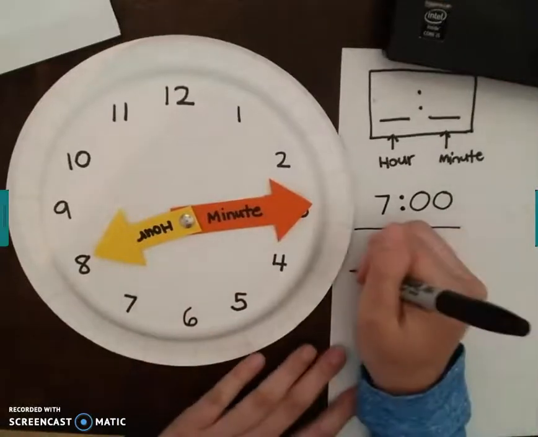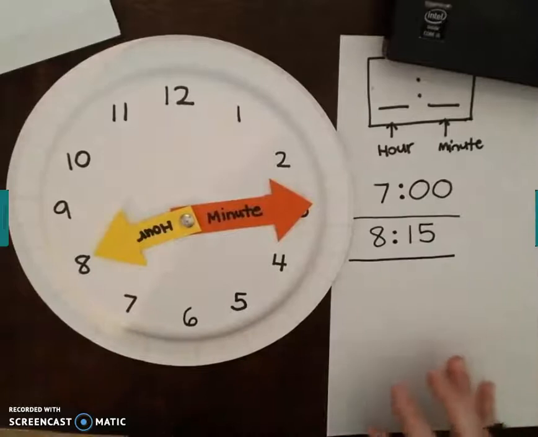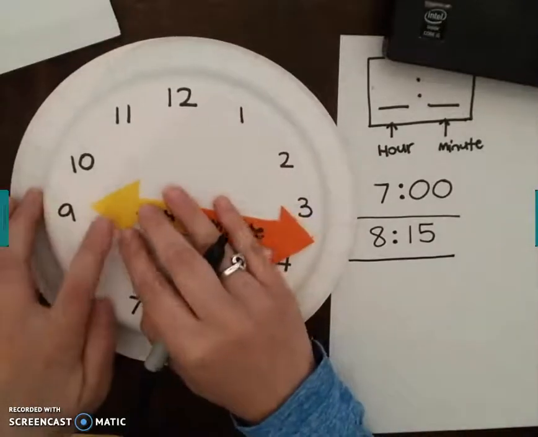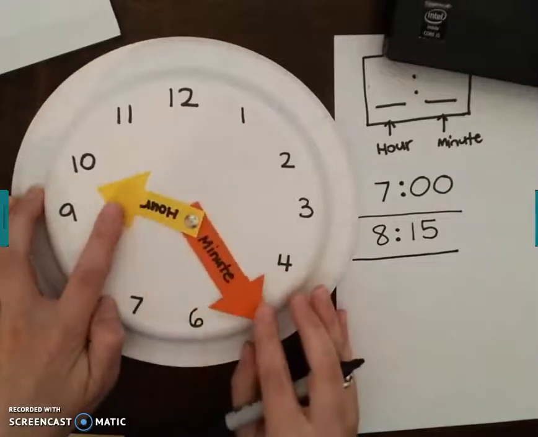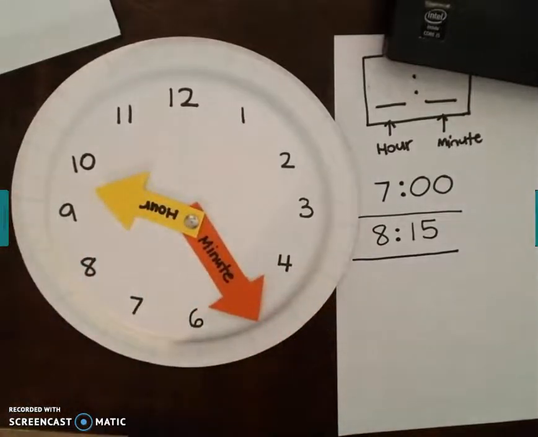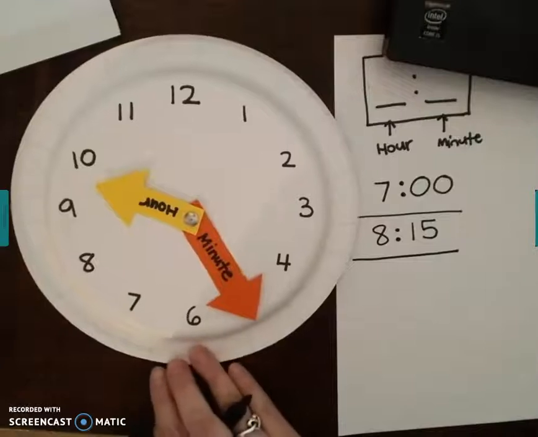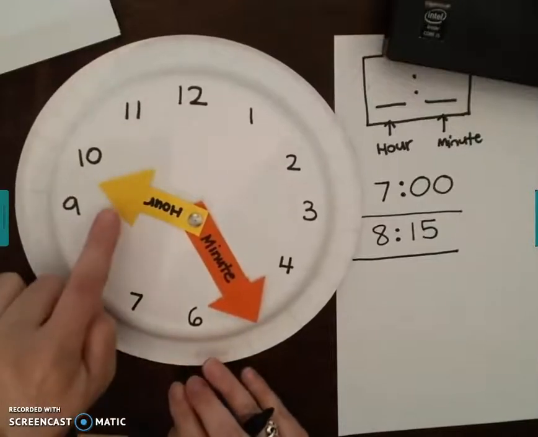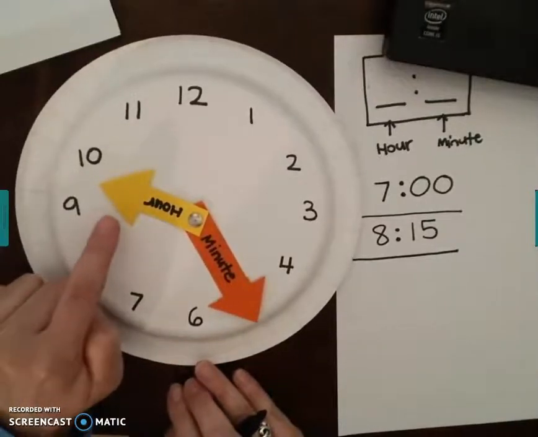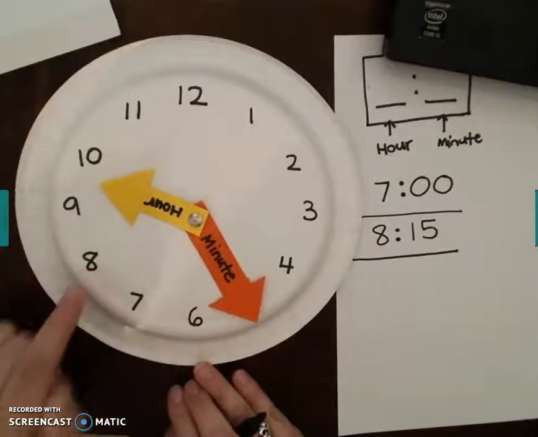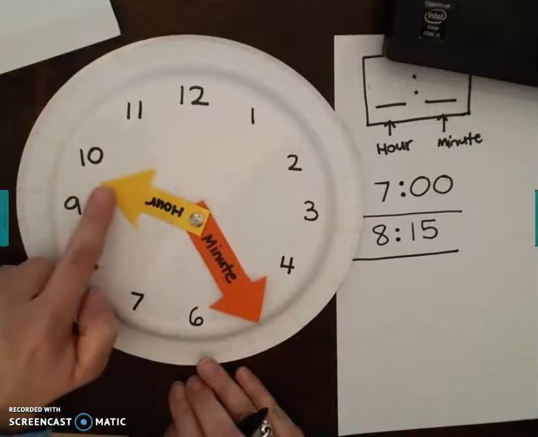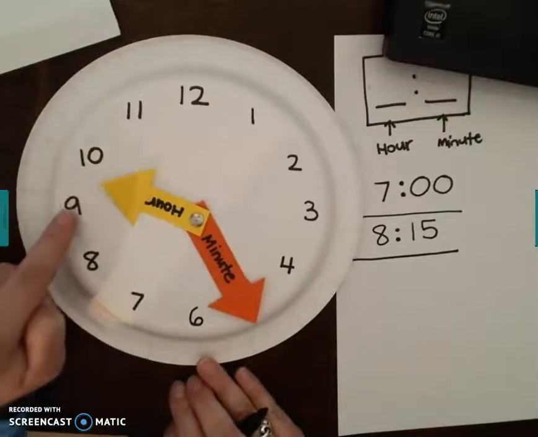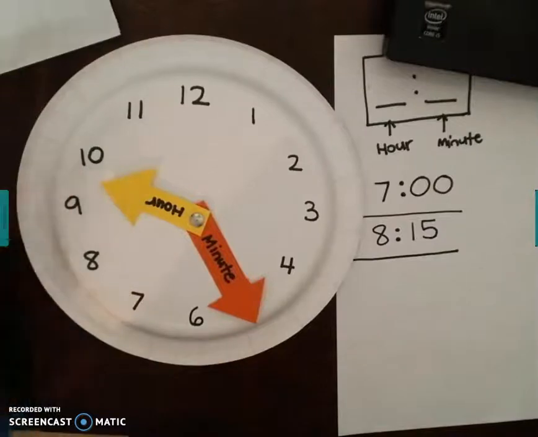All right, I have a trick for you guys. I wonder if I can catch you. All right, what if my hands were like this? Notice my hour hand is not directly pointing to the 7 or the 8 like it was with my last two. It's actually pointing right in between the 9 and the 10. So how do you know which number is your hour?